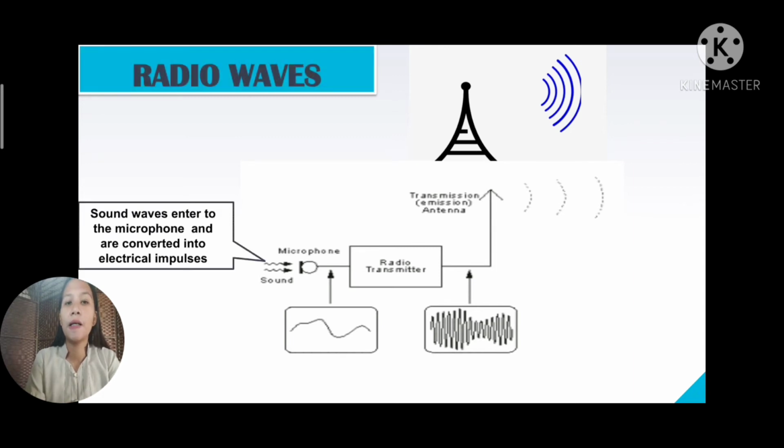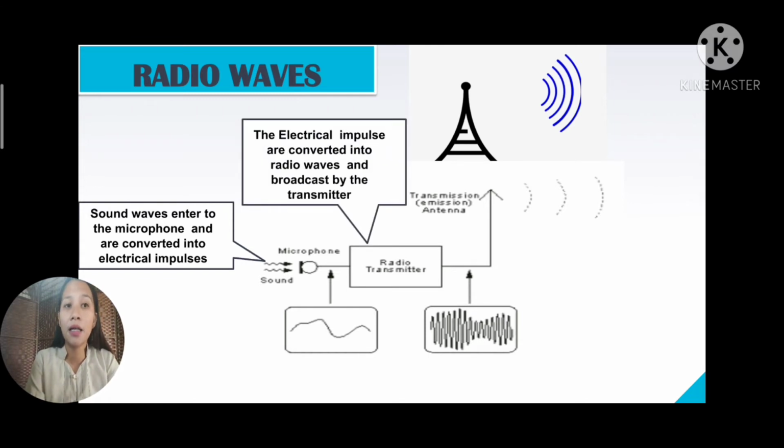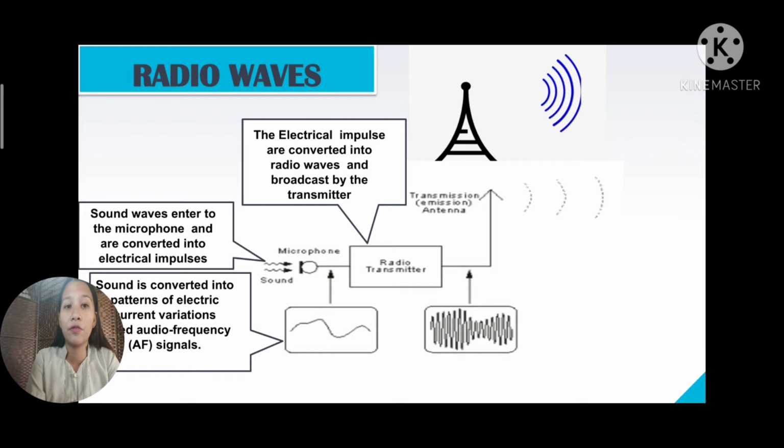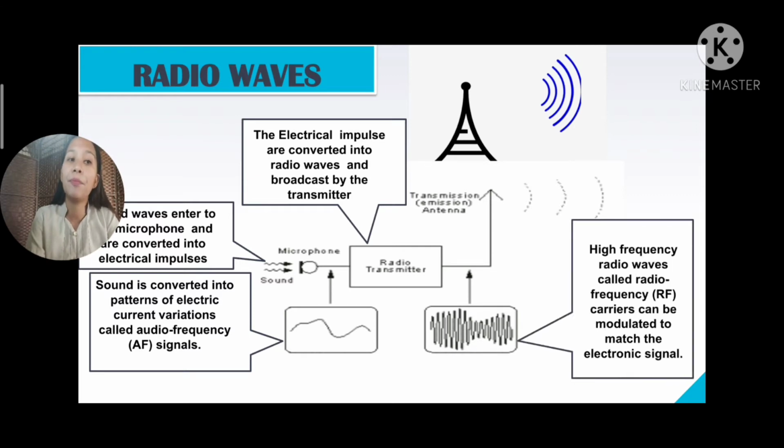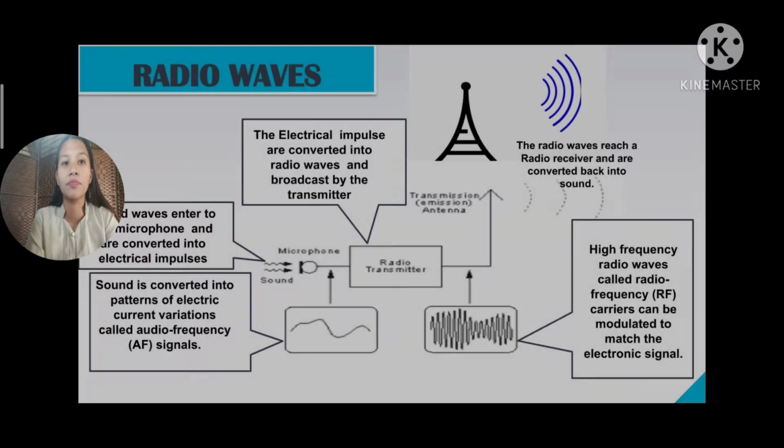Sound waves enter the microphone, which converts them into electrical impulses. Thus, the electrical impulses are converted into radio waves and broadcast by the transmitter. This sound is converted into patterns of electric current vibration called the audio frequency signals. And thus, high-frequency radio waves called the RF carriers can be modulated to match the electric signal. And then, the radio waves reach a radio receiver and are converted back into sound.